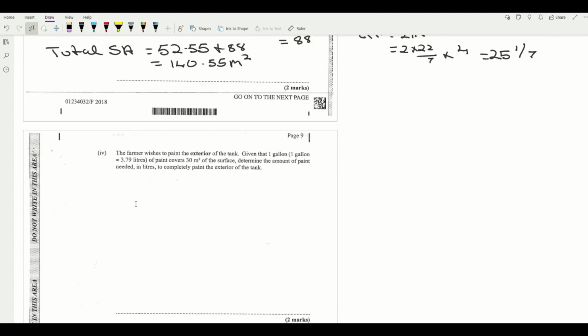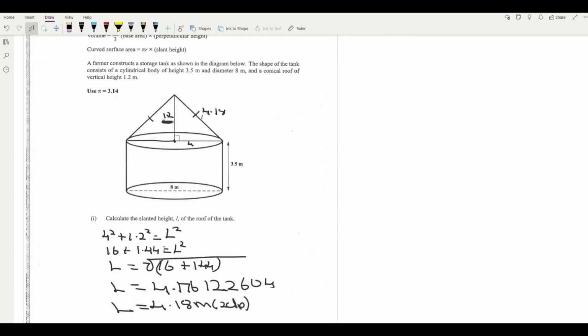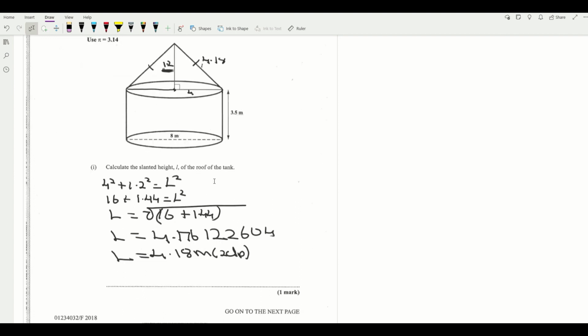Okay, so let's do part 4. The farmer wishes to paint the exterior of the tank. Given that 1 gallon, which is 3.79 liters, covers 30 meter square of surface area, determine the amount of paint needed in liters to paint the exterior of the tank. So your exterior of your tank would be the cone, the surface area of your cone, and the curved area here will not have anything to do. You would not paint at the bottom, right? We are just painting what we are seeing.